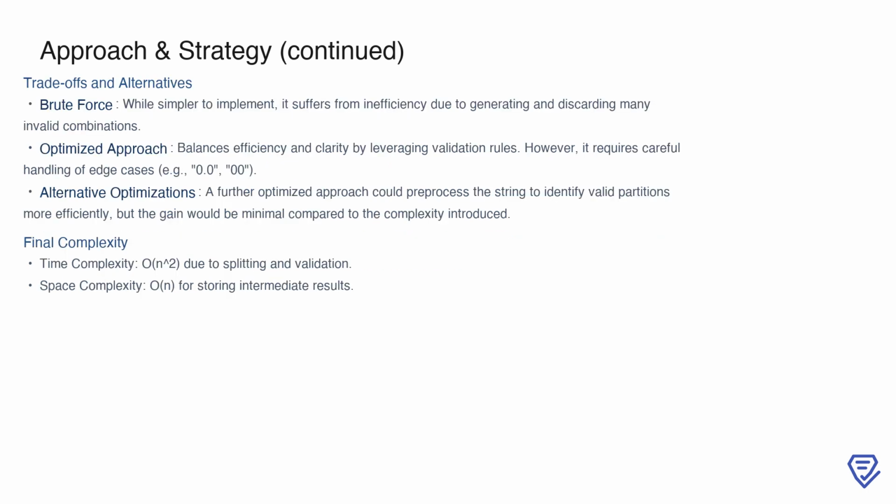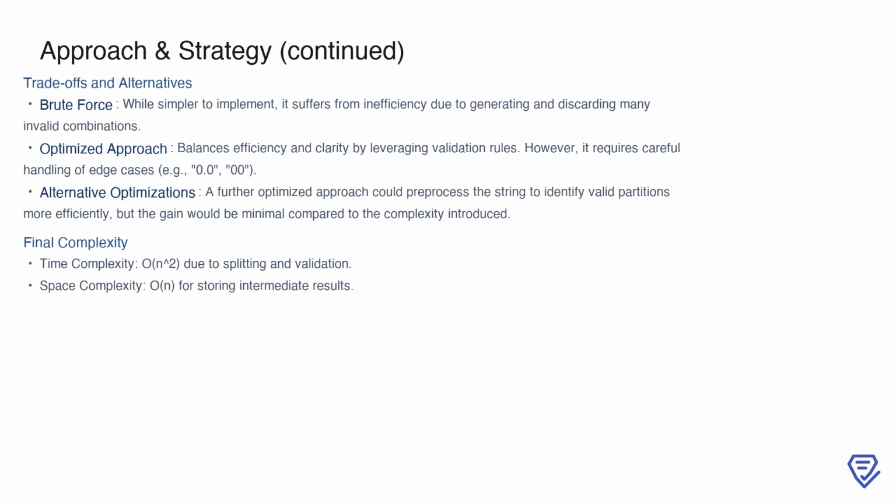When comparing the strategies, the brute force approach stands out for its simplicity but is hindered by inefficiency due to the generation of many invalid combinations. On the other hand, the optimized approach strikes a balance by leveraging validation rules to prune invalid substrings early, improving both efficiency and clarity. However, this method does require careful handling of edge cases, such as dealing with numbers like 0.0 or 2000. There are alternative optimizations, such as pre-processing the string to identify valid partitions more effectively, but these would add complexity with minimal performance gains.